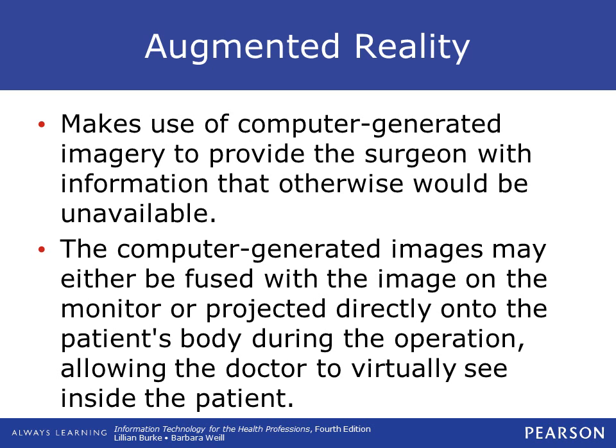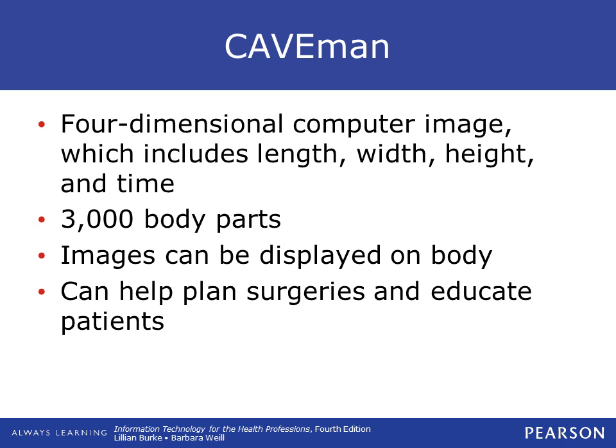Augmented reality is basically where the images are computer generated, and they call it augmented reality. You have what you call Caveman. Caveman can look at 3,000 body parts. Images can be displayed on the body. It does 4-dimensional pictures.